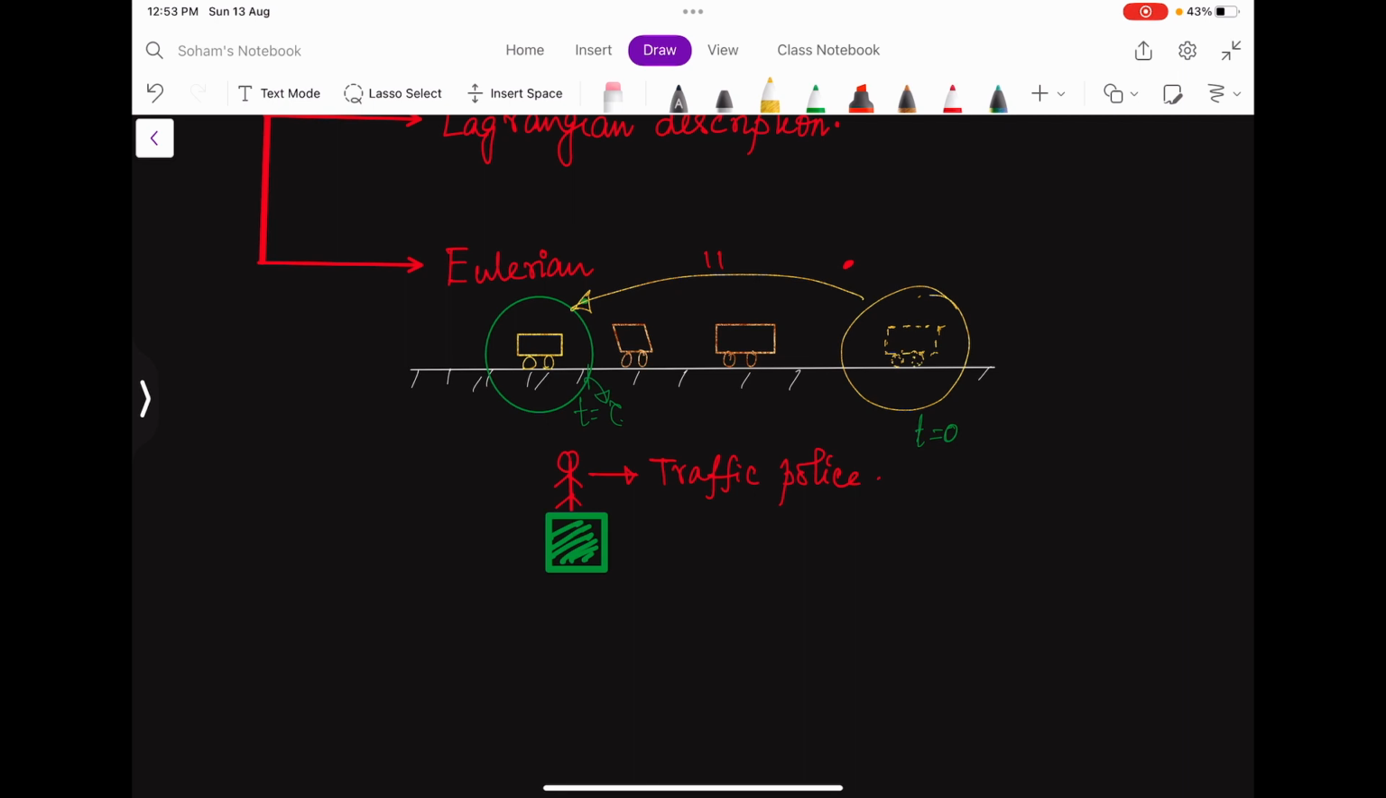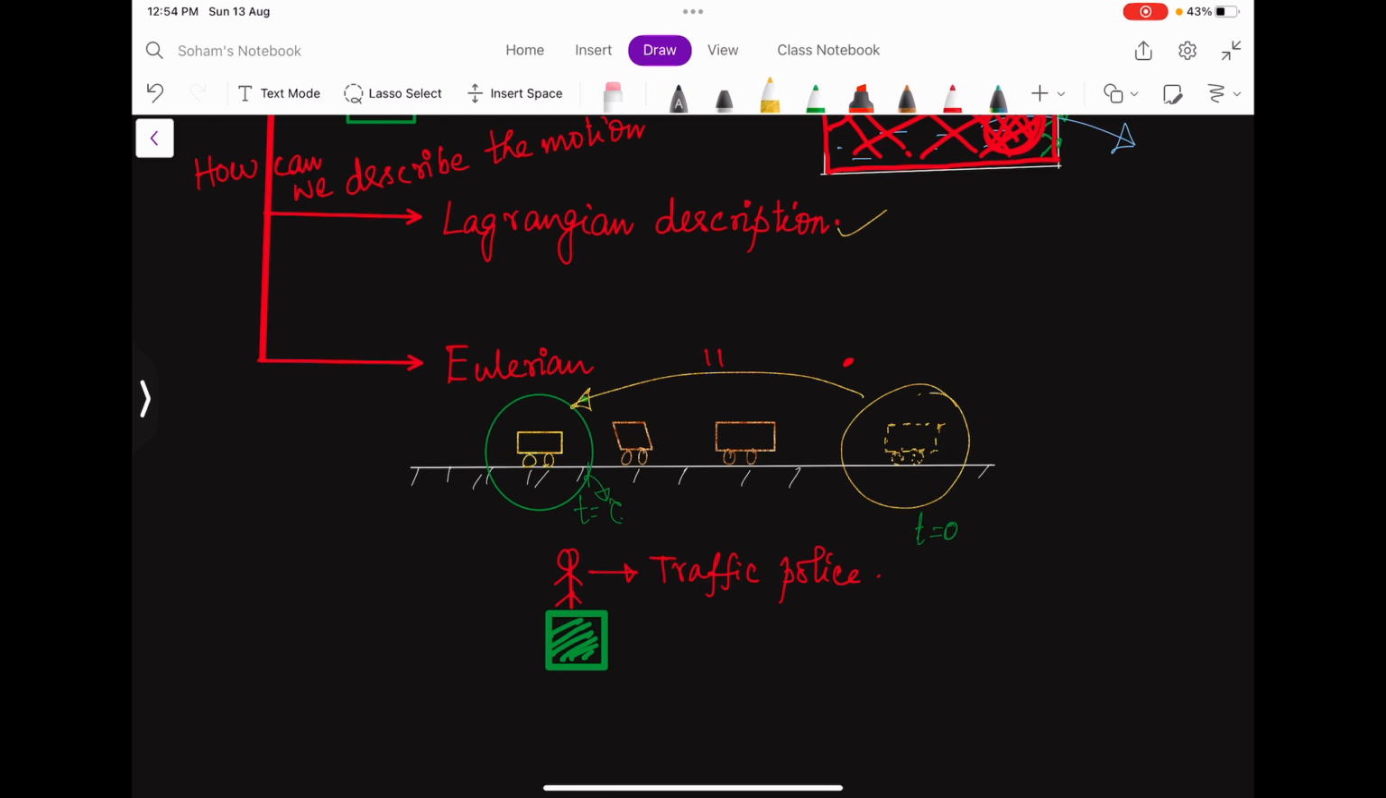So this kind of observation, in which you are fixing your observation to a particular or a certain particle, is called a Lagrangian observation or the Lagrangian description of motion. So your observation will be on one particle, or more than one, but generally we cannot observe more than one independent particle at a time. So that's why we have to observe only one particle.